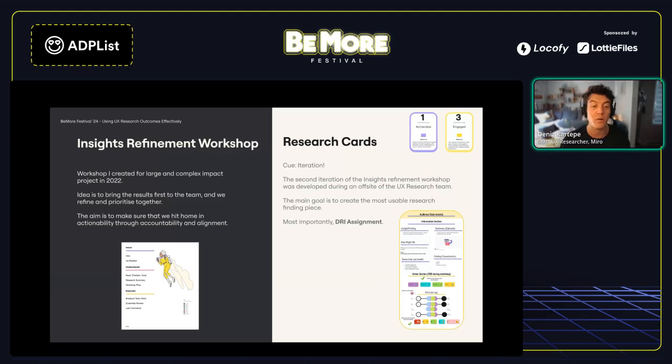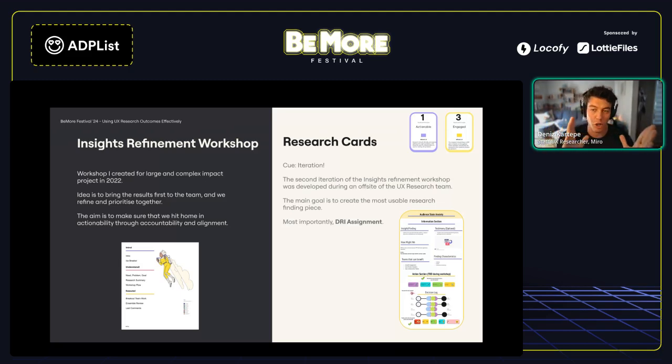And then the next workshop involved research cards. And this was the second iteration of it, because what I saw was it was still not talking about the direct responsible individual. It was still not talking about the exact action plan for any single research, because it was getting distributed. So we did an on-site with the research team. And this was a concept that I came up with, which was research cards. How can we turn every single finding into a card?